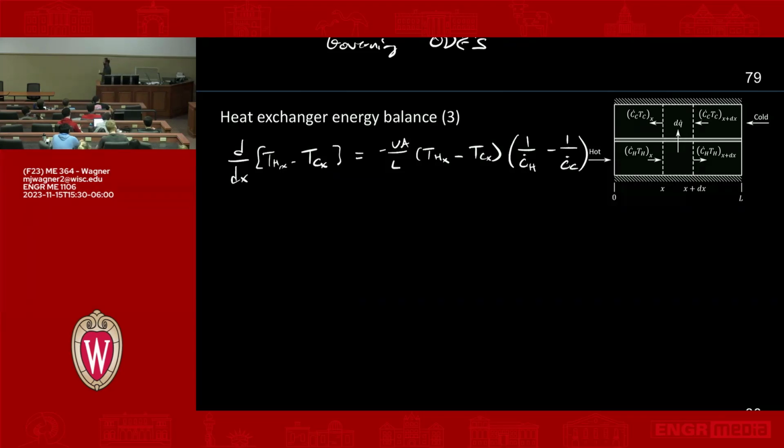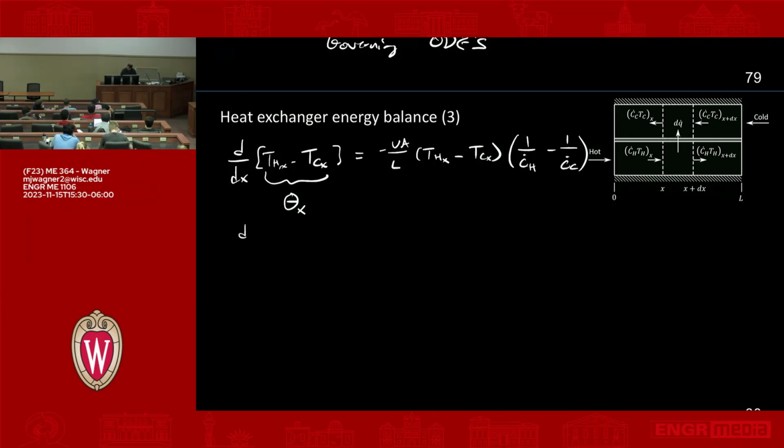1 over C dot h minus 1 over C dot c. Okay, so how does this help? Well, it sort of helps if we assume that this is actually something called theta. So let's say that it's a theta of x. It's a substitution. We're just defining theta of x to be this temperature difference. We just solve for theta of x. So let's let that be true.